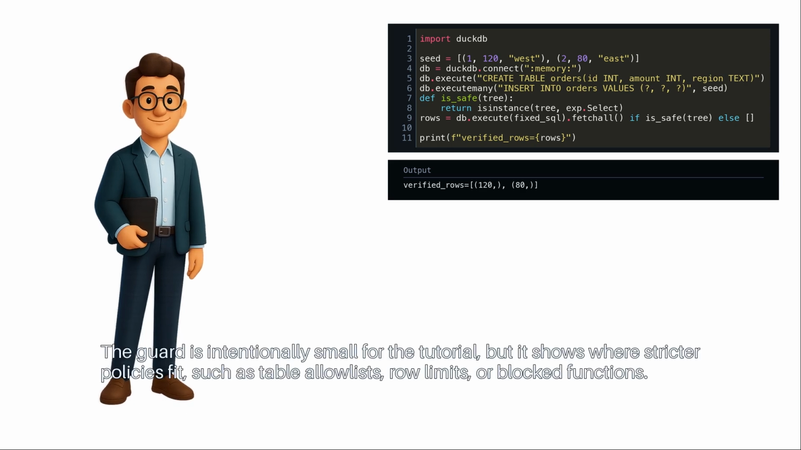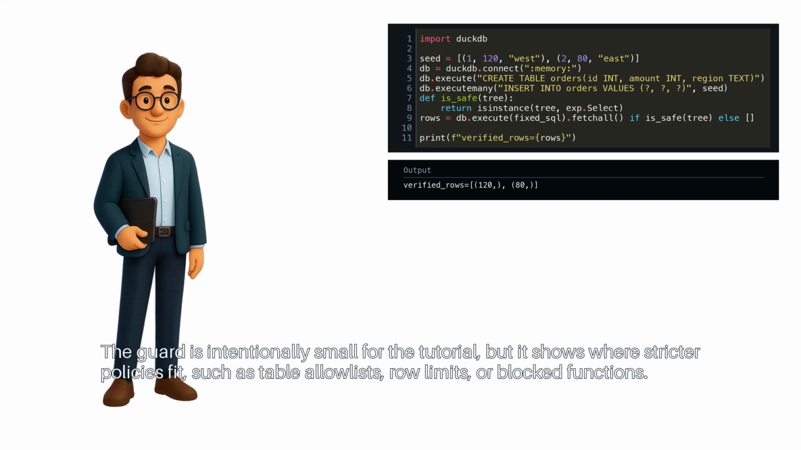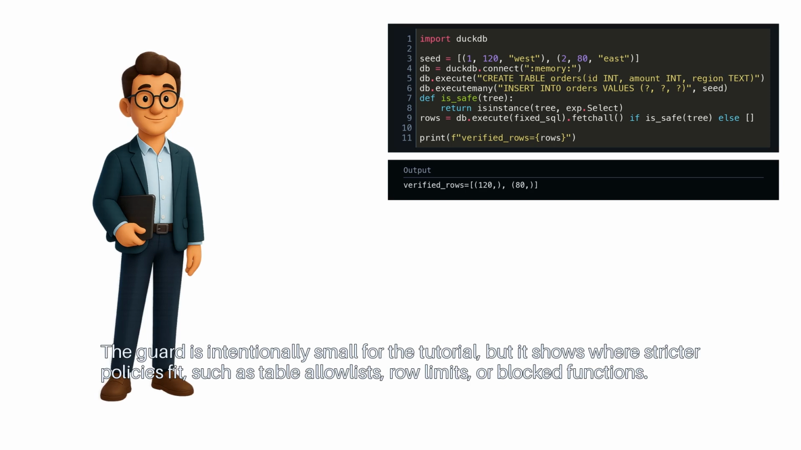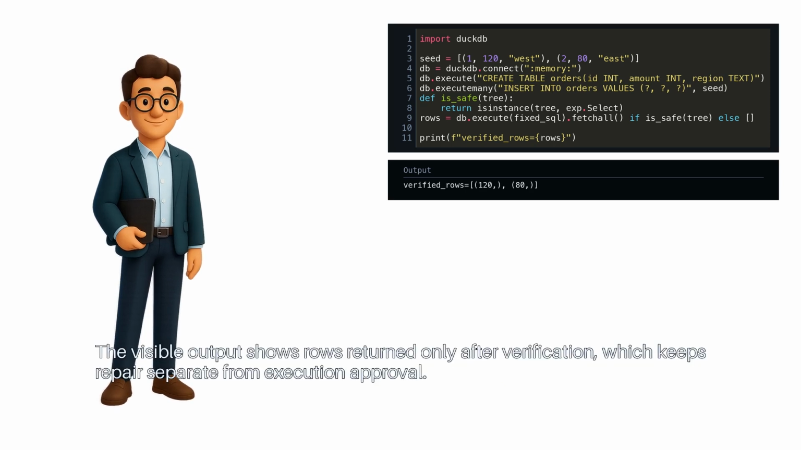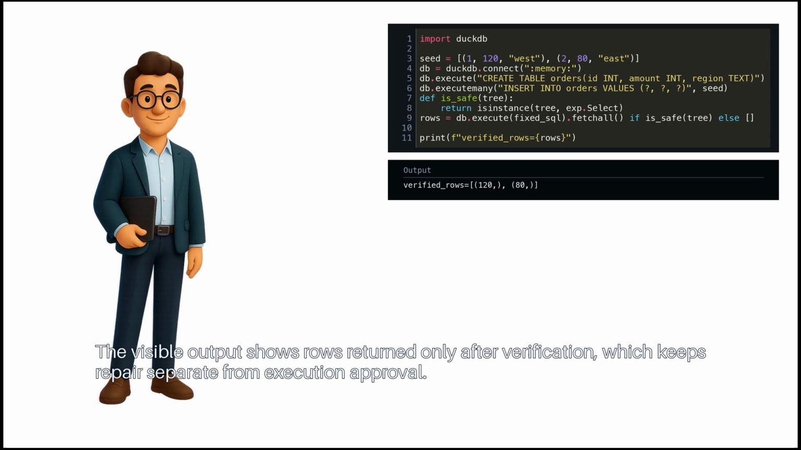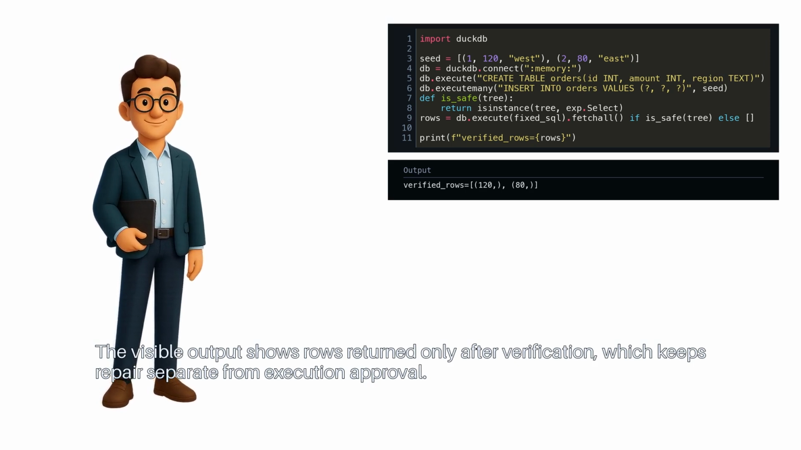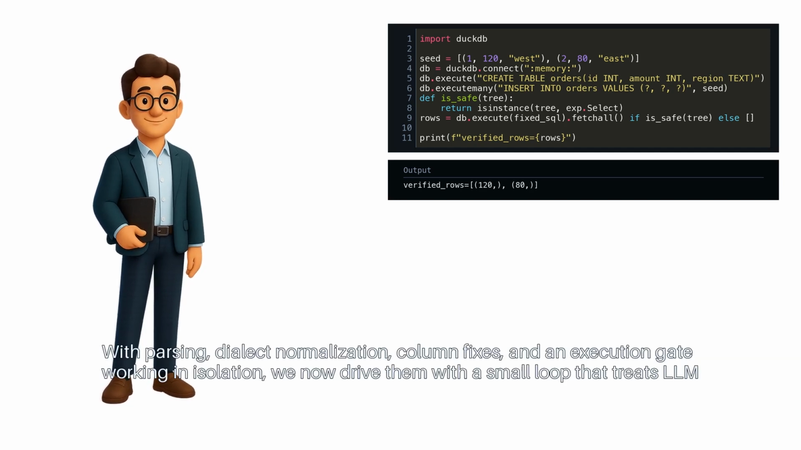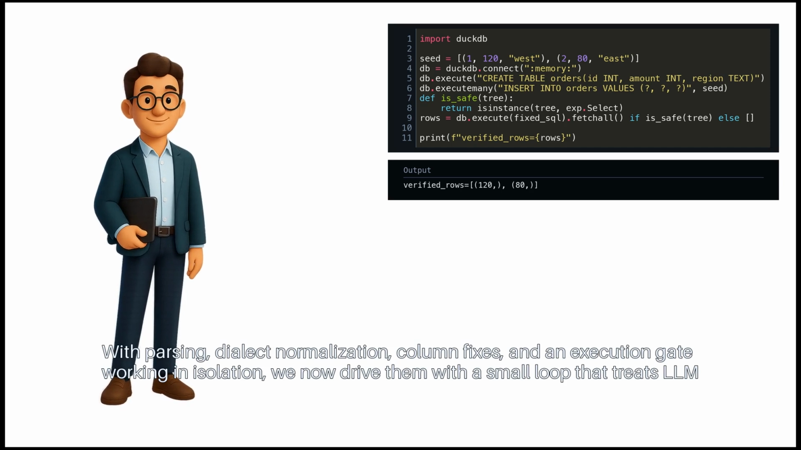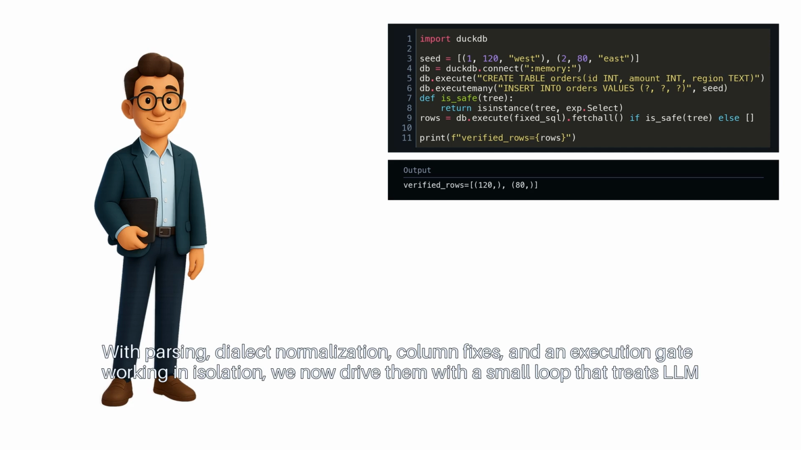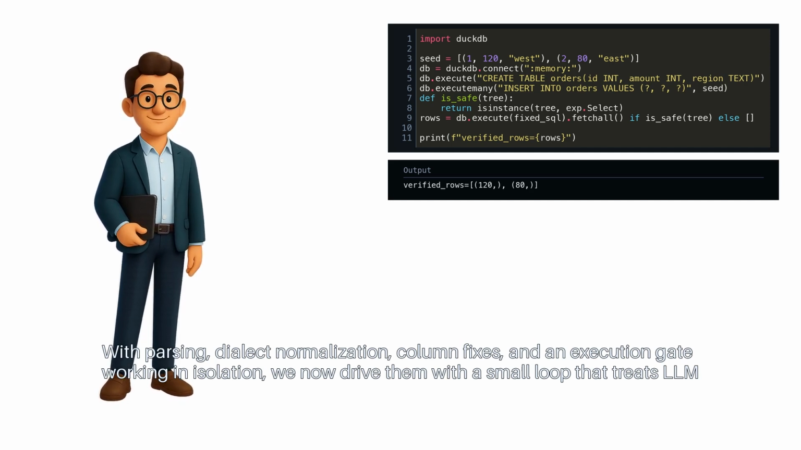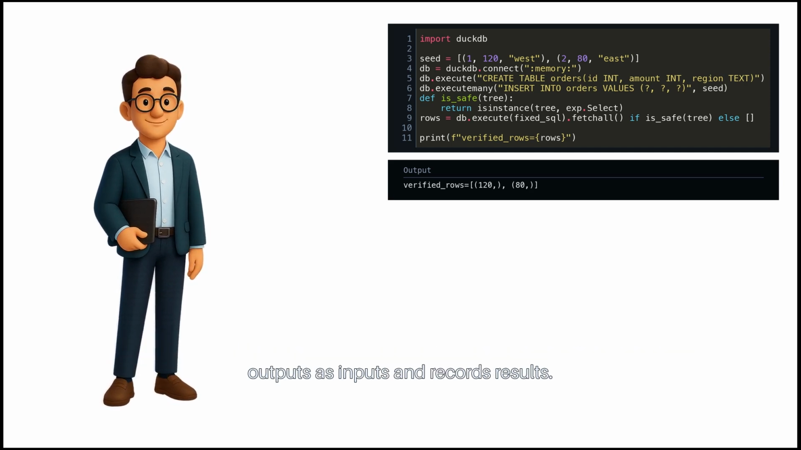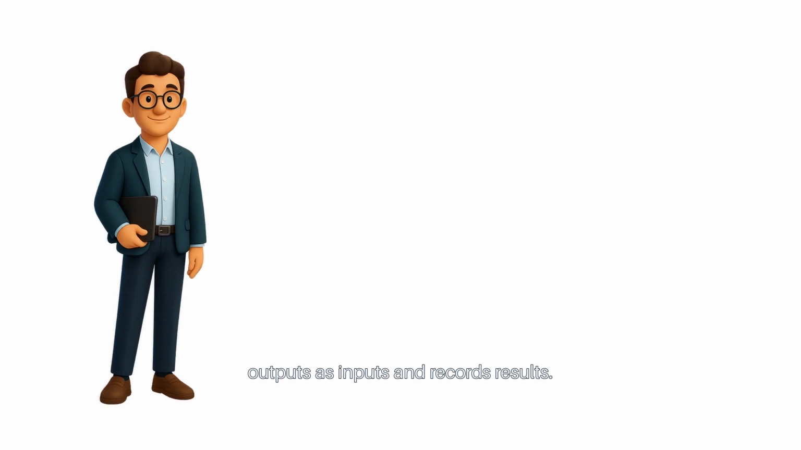The guard is intentionally small for the tutorial, but it shows where stricter policies fit, such as table allow lists, row limits, or blocked functions. The visible output shows rows returned only after verification, which keeps repair separate from execution approval. With parsing, dialect normalization, column fixes, and an execution gate working in isolation, we now drive them with a small loop that treats LLM outputs as inputs and records results.